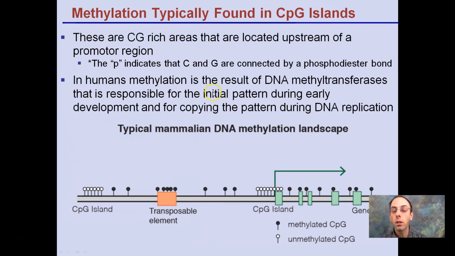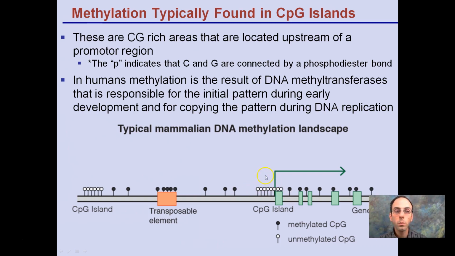In humans, methylation is the result of DNA methyltransferase. Again, it's an enzyme attaching these methyl groups, and it's responsible for the initial pattern during early development and for copying the pattern during DNA replication. So not only does this occur initially, it can also be replicated when that DNA goes through that process. Our methyl groups are typically represented by these dark circles, and unmethylated groups by these open, white circles.